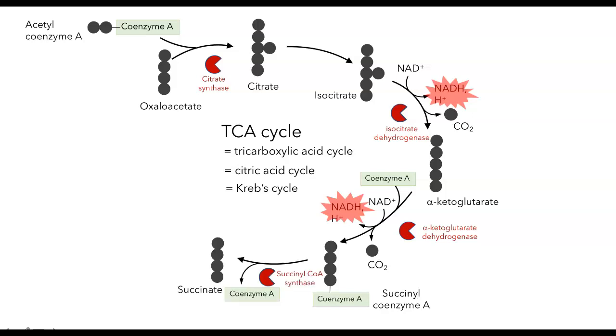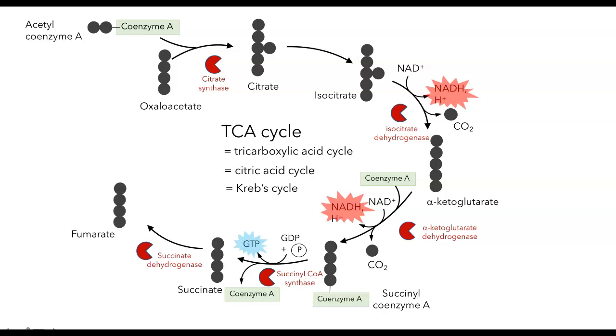In the next step, the enzyme succinyl coenzyme A synthetase clips off the coenzyme A to generate succinate, a 4-carbon compound. This reaction has sufficient energy that it's able to simultaneously catalyze the phosphorylation of GDP to form a molecule of GTP, so it's an energy-generating step.